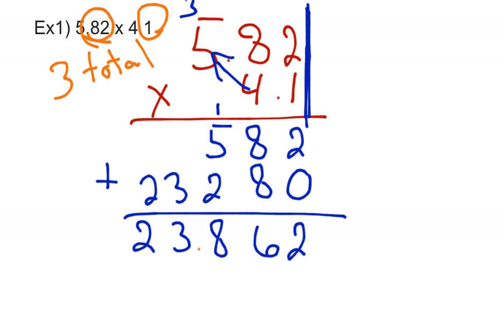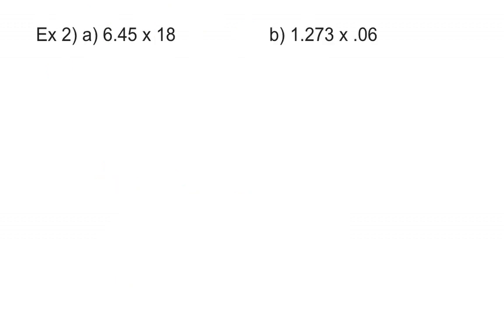Right here, okay, 23.862, because I knew there were 3 decimal places. I have 3 decimal places in my answer, and there's your final answer, 23.862.